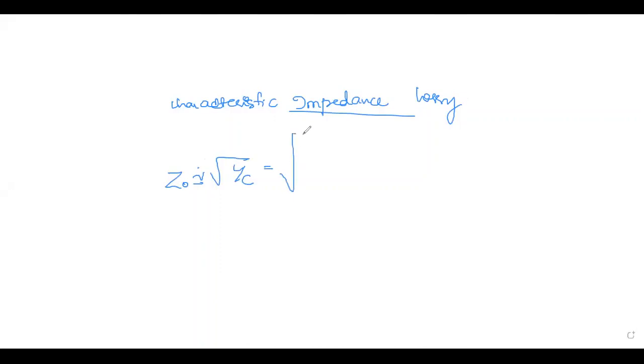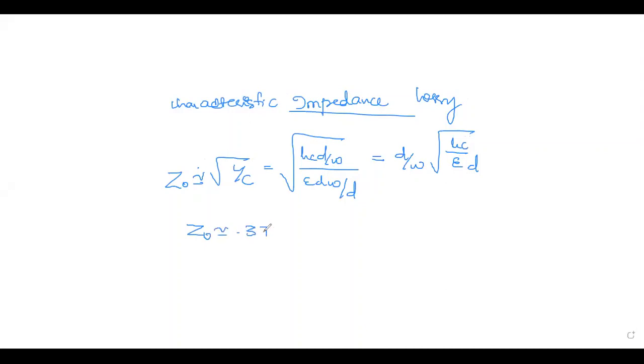You will substitute the values of L and C, mu C d by W. Similarly, because we don't use the resistance and conductance parameters here, you will get the same equation, d by W square root of mu C by epsilon d. If you simplify that value, it is approximately equal to 377 divided by epsilon RD, d by W. So for a lossy medium and a lossless medium in a strip line, the Z0 value remains the same, 377 square root of epsilon RD, d by W.